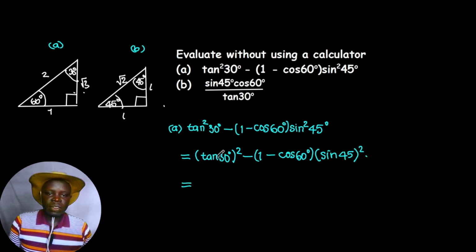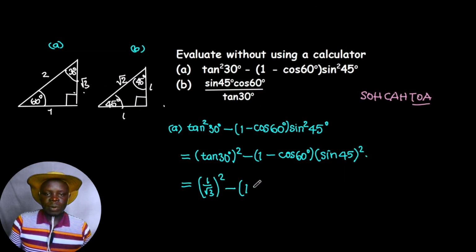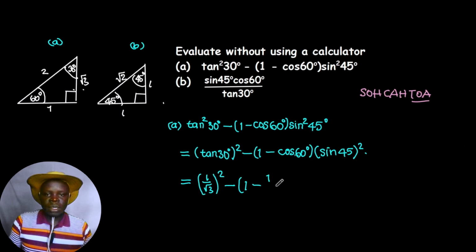So the next one here is to get tan of 30. Tan is opposite over adjacent, so the opposite is 1 and the adjacent is root 3. So we have 1 over root 3, and that is squared. So we move to the next one. Inside this bracket we have cos of 60. Cos is adjacent over hypotenuse, and here the adjacent of 60 is 1 and the hypotenuse is 2, so we have 1 over 2.